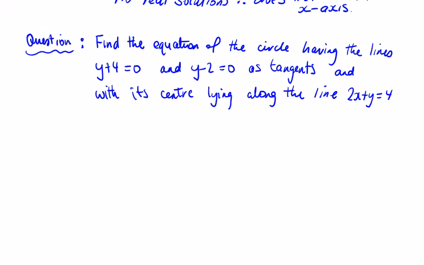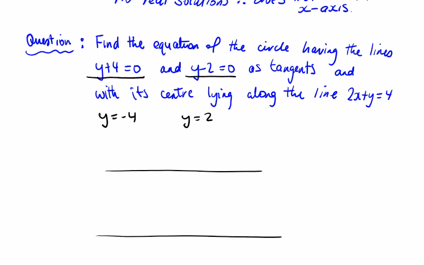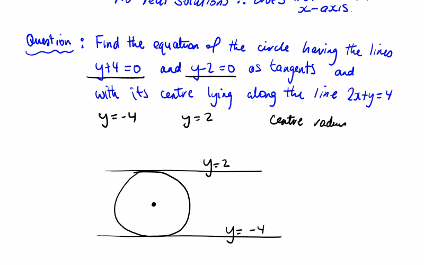Okay, without an x and y axis, let's do a sketch here. Y is equal to minus 4 is this line, and y is equal to 2 is this line. So they're both tangents. The circle looks something like this. Here's my center. So I need to get the center and the radius. Now the radius we can see straight away. The difference between these two lines is 6, 2 down to minus 4. So the radius would have to be 3.